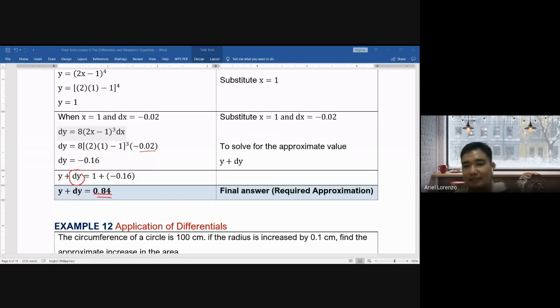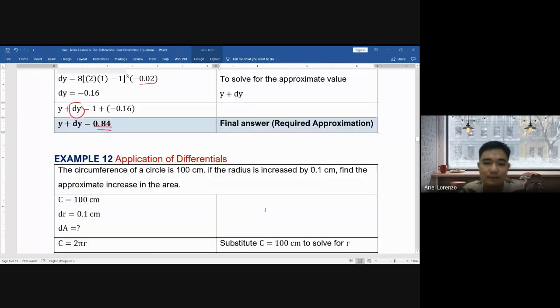Nasobrahan ka. Yes, sir. Di ko na times derivative ng base. Okay. Always be careful. Okay lang yan. Mataas mo masyado grade mo. Pero thank you for your participation.